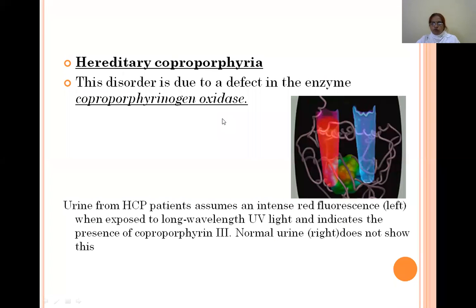Now see the hereditary coproporphyria. This is mainly due to the deficiency in the enzyme coproporphyrinogen oxidase. Here this is the patient urine, and this is the normal urine. Urine from HCP, hereditary coproporphyria, patients assumes an intense red fluorescence with exposure to long wavelength UV light. This is the patient urine. This is the normal.